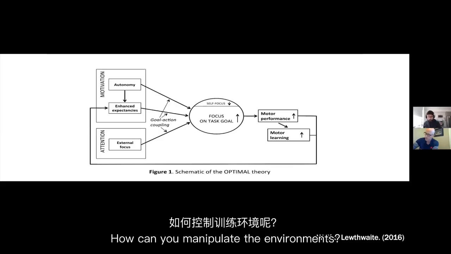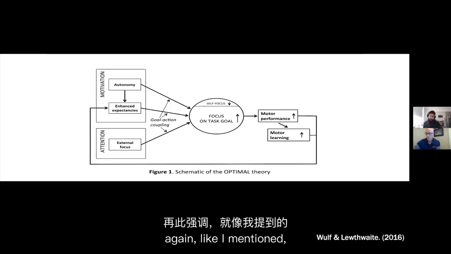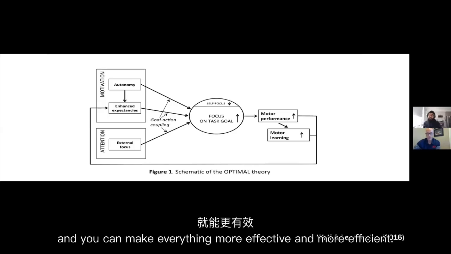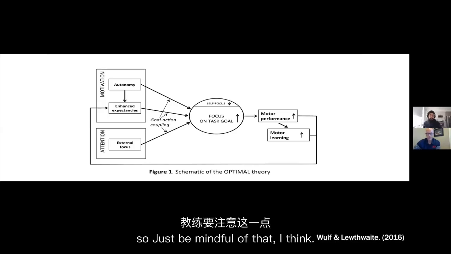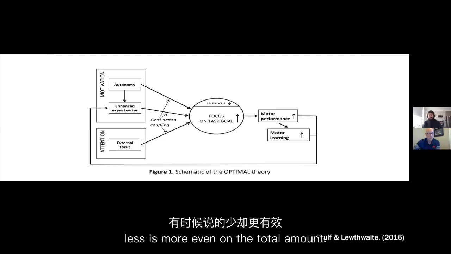How can you manipulate the environment so you reduce your instructions? That's the point system sort of example. And then again, like I mentioned, sometimes it only takes a couple words, and you can make everything more effective and more efficient. So just be mindful of that. I think that's super important. But less is more, even on the total amount.